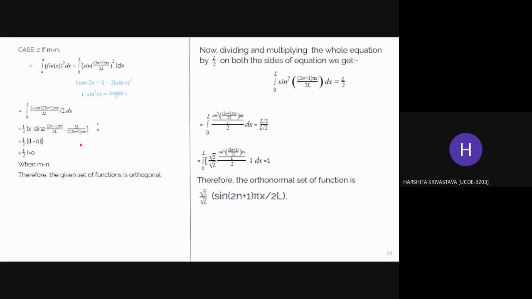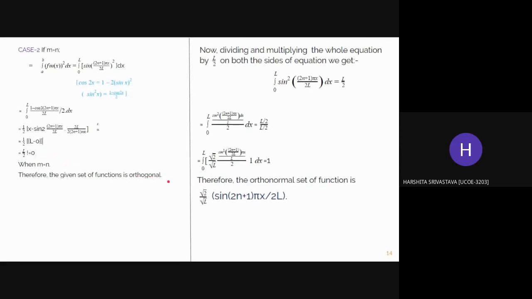Now, further solving that integration, what we get is 1 by 2 x minus sine 2 into (2n plus 1) pi x upon 2L, dot 2L upon (2n plus 1) pi, with limits from 0 to L. Now, this 2L upon 2 into (2n plus 1) pi is obviously the reciprocal, so it can cancel out very easily. After solving this expression by cancelling each term, the main answer which we get is 1 by 2 into L minus 0, which is nothing else but L by 2, which is not equal to 0. Therefore, we can say m is equal to n.